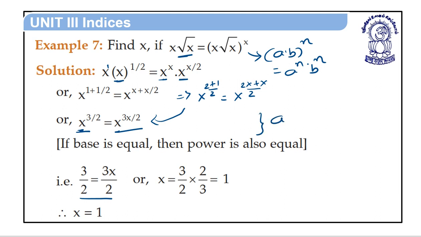Same as a raised to m is equal to a raised to n. Here base a is the same, so we can write m is equal to n. Same way here we can write 3 by 2 is equal to 3x by 2. 2 cancel, 3 cancel. So x is equal to 1.